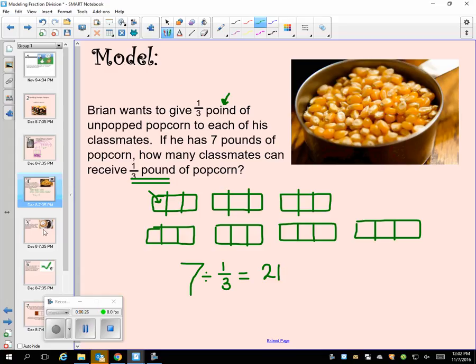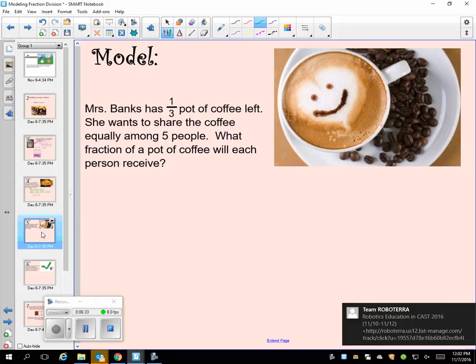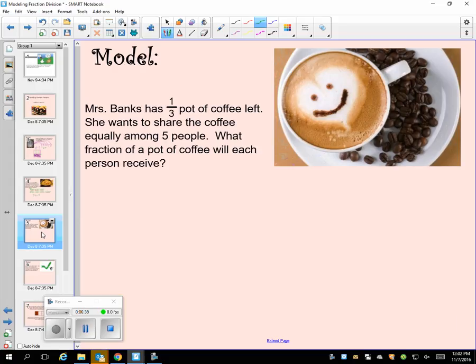All right, let's do another one. Mrs. Banks has 1/3 a pot of coffee left. She wants to share the coffee equally among 5 people. What fraction of a pot of coffee will each person receive?